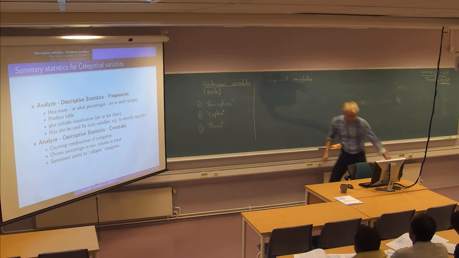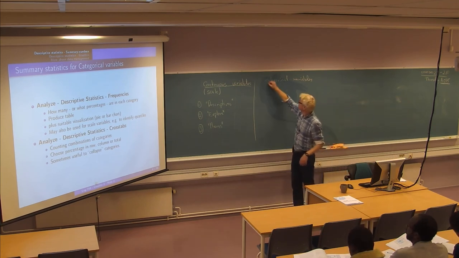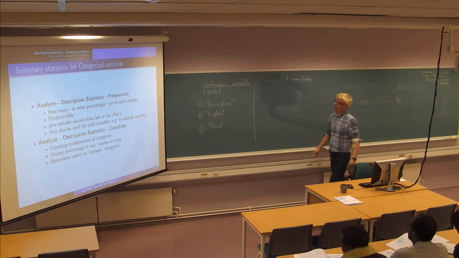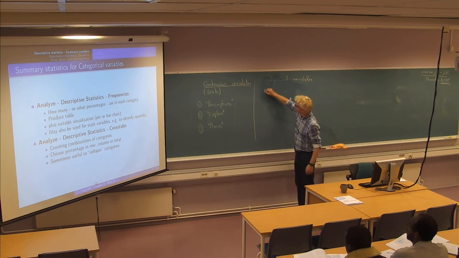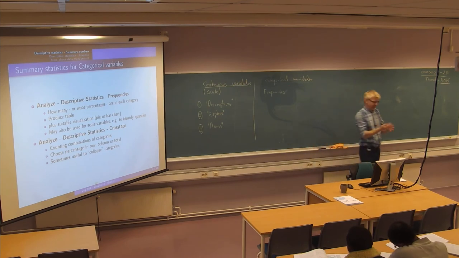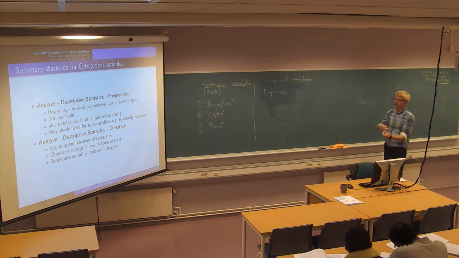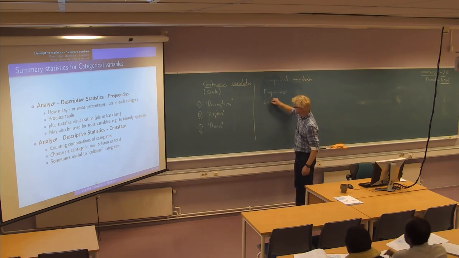Categorical variables: in that case, we are more often interested in summarizing, for each value of the variable, how many observations there are. So you have these frequencies. And in the case that you have, for instance, two or more categorical variables, you might be interested in how many are in each combination of these variables. So then you talk about crosstabs.